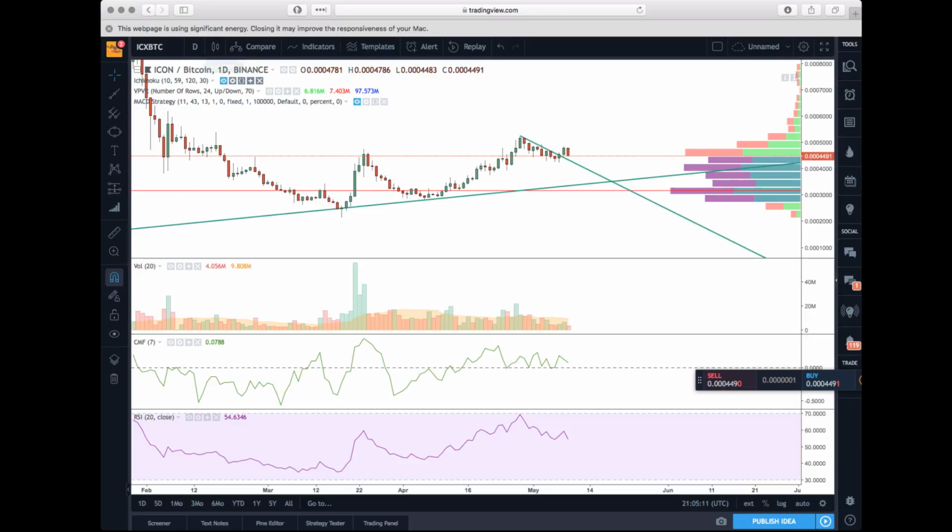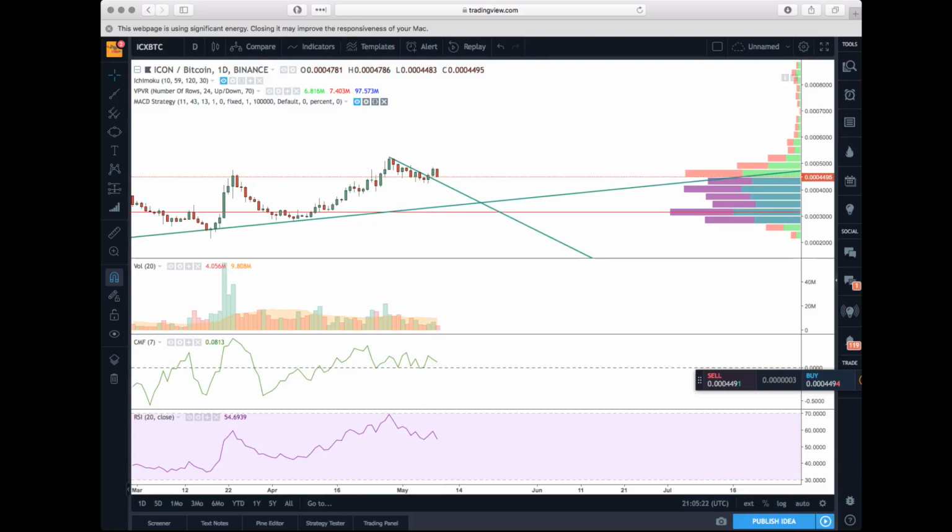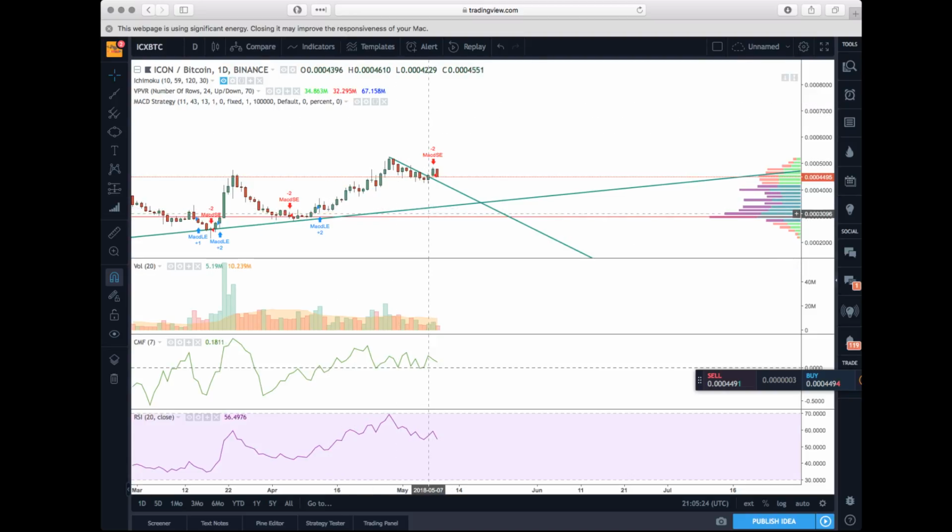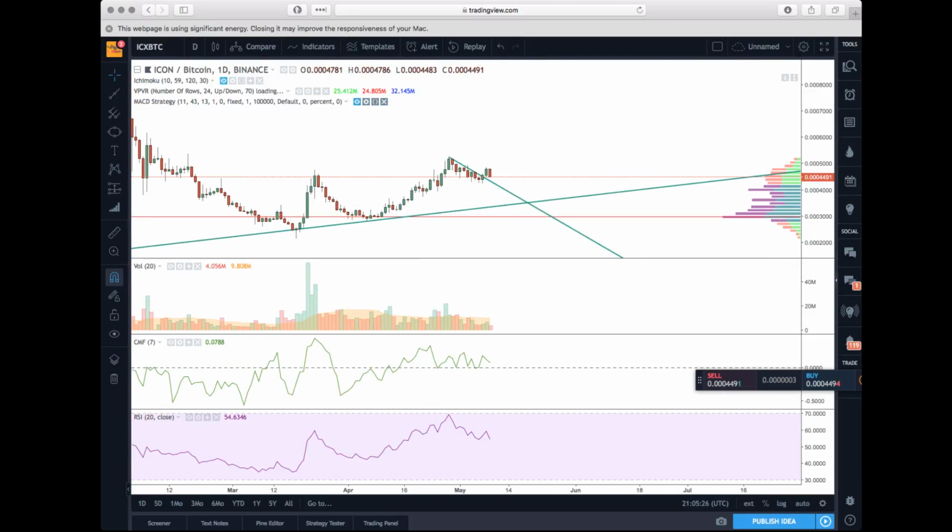I kind of think that the Ichimoku shows us nothing on this, on my settings for it, just because there's not enough data yet on this time frame. So let's see. I'm just kind of curious. It's not the right settings for that though either.